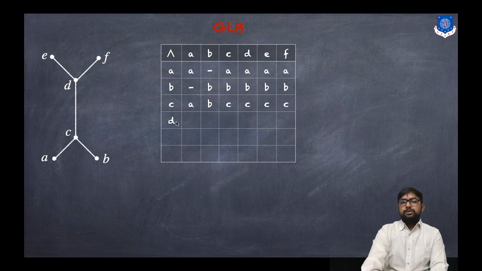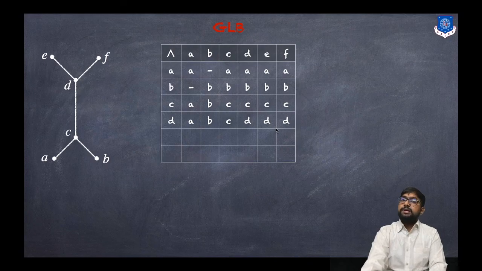Then D and A, in A and D it was A, so it will be A. Then DB, in BD it was B, so B. Then DC, in CD it was C, so C. And DD, it is the same point, so D. Okay, now D and E, this D and D, so it will be D. And D and F, so it will be D.